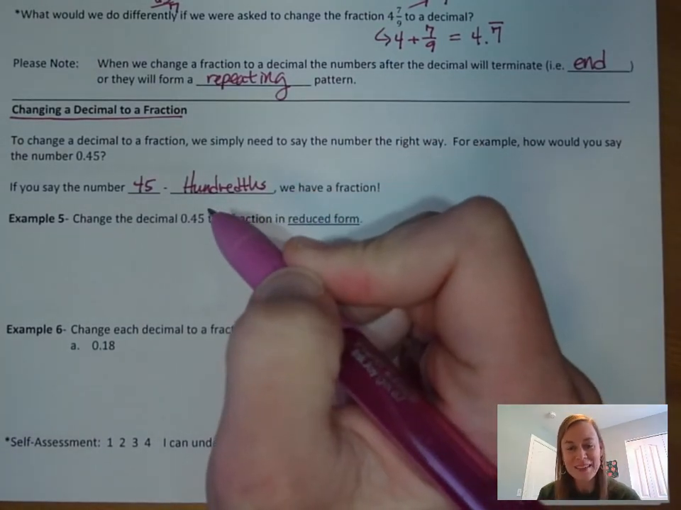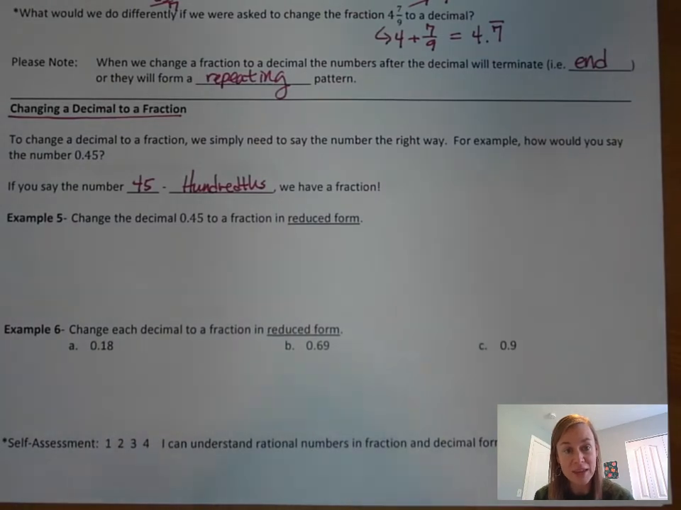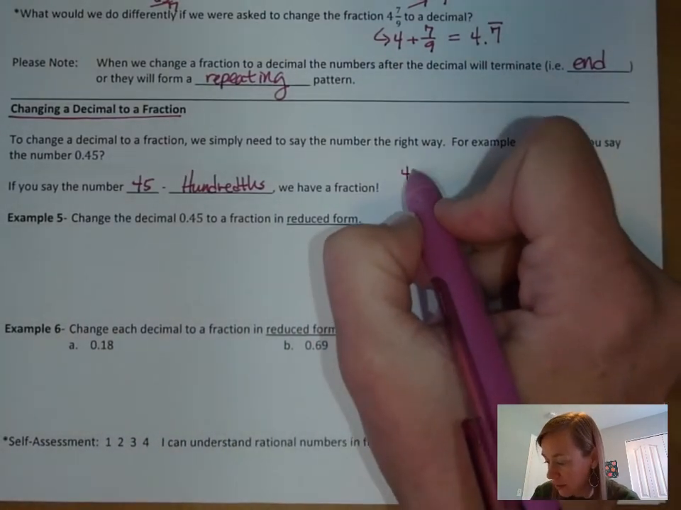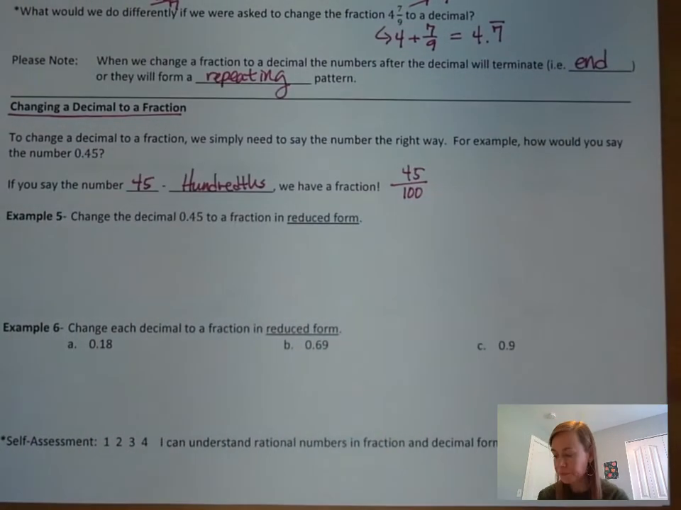But if you think about what you're saying there, 45 hundredths, we actually have a fraction, like 45 hundredths, right?